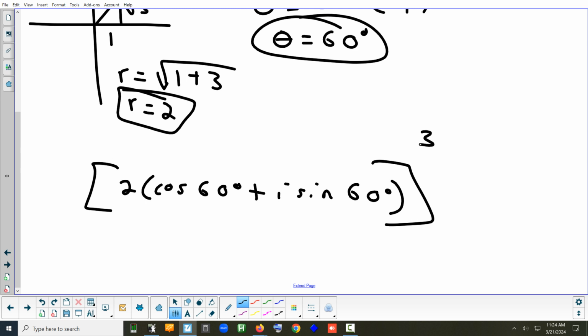What do we do with the radius in this problem? Raise it to the third power. What's 2 to the third power? 8. What do we do with our angle? No, we don't raise 60 to the third power. We times it by 3. And what's 60 times 3? 180.